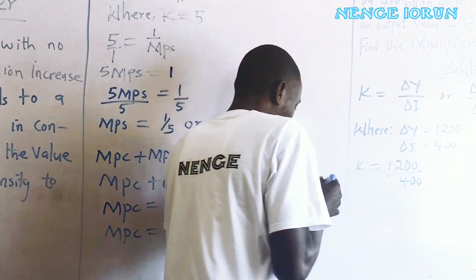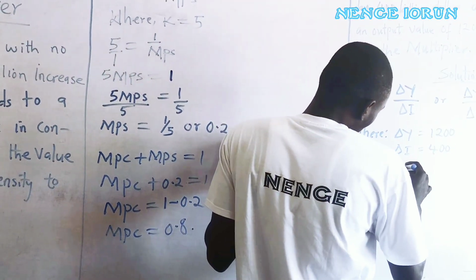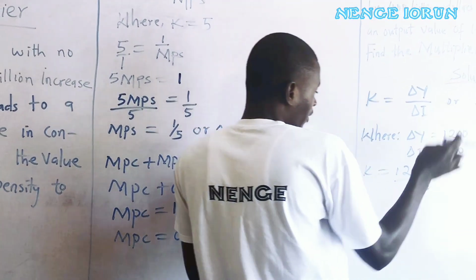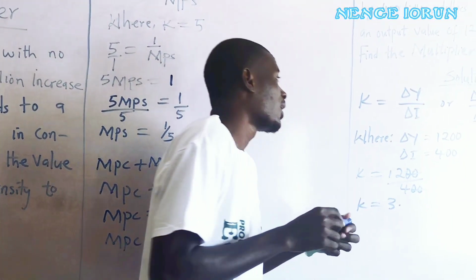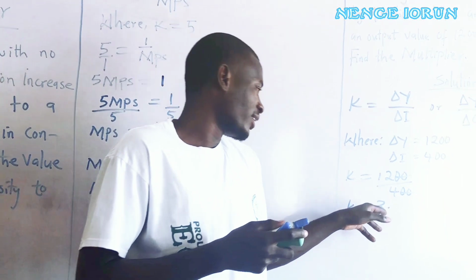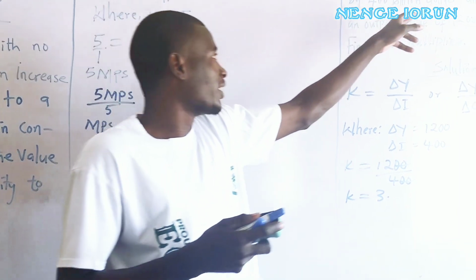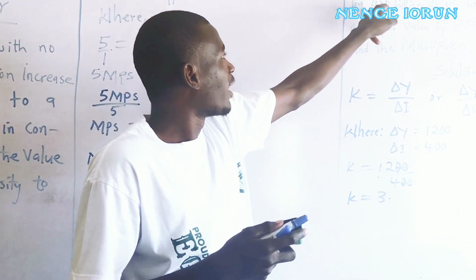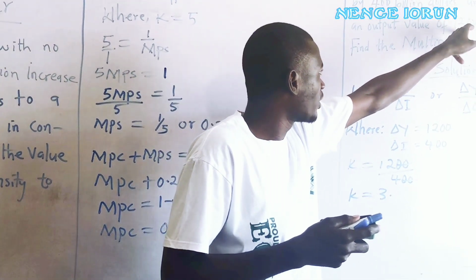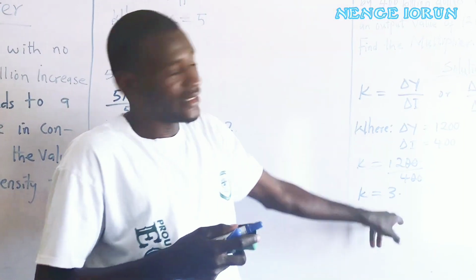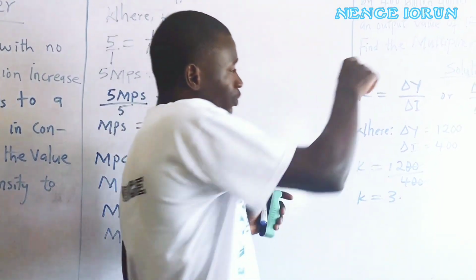So now you divide 1,200 by 400, so the two zeros will go, and 12 divided by 4 is 3. So in this case, the multiplier effect is 3. The interpretation is this: if investment increases by $400 billion and the output value also changes by $1,200 billion, the multiplier effect is 3. That is 3 times.